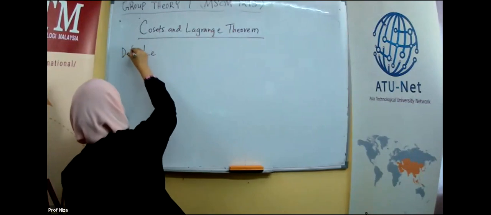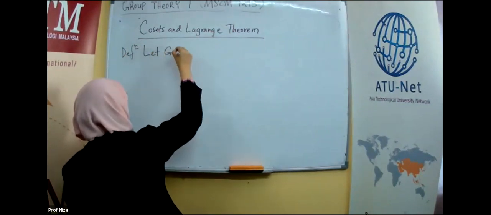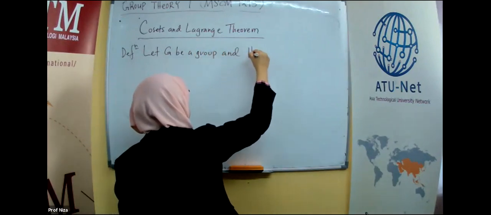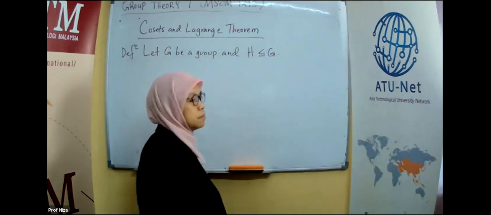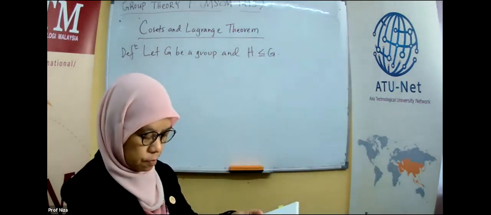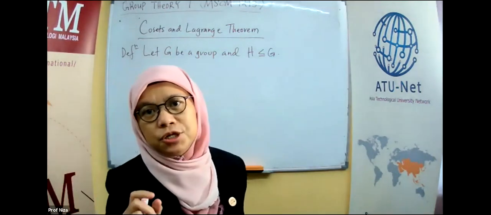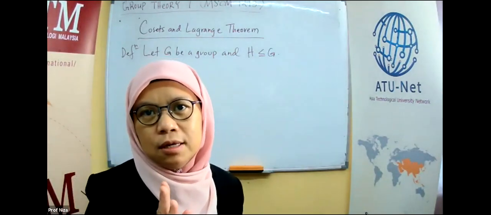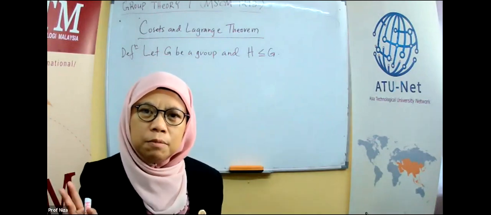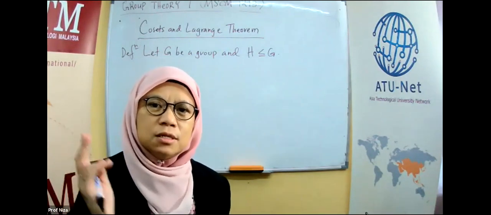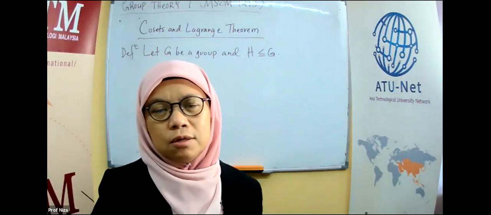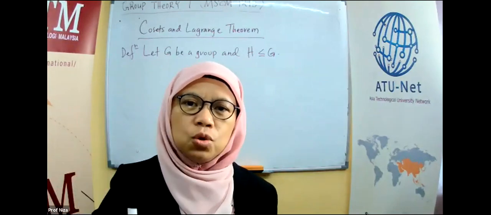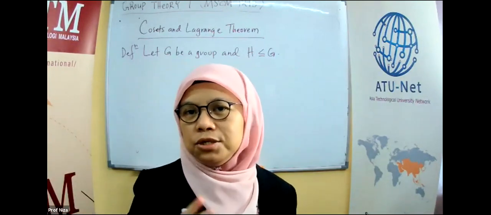So the definition: let G be a group and H a subgroup of G. When you are given a condition, you have to read and understand very clearly. Let G be a group, meaning you have identity, you have inverse, it's associative, and so on, and it's closed. H is a subgroup of G, so remember H is also closed, and there's an identity in H.